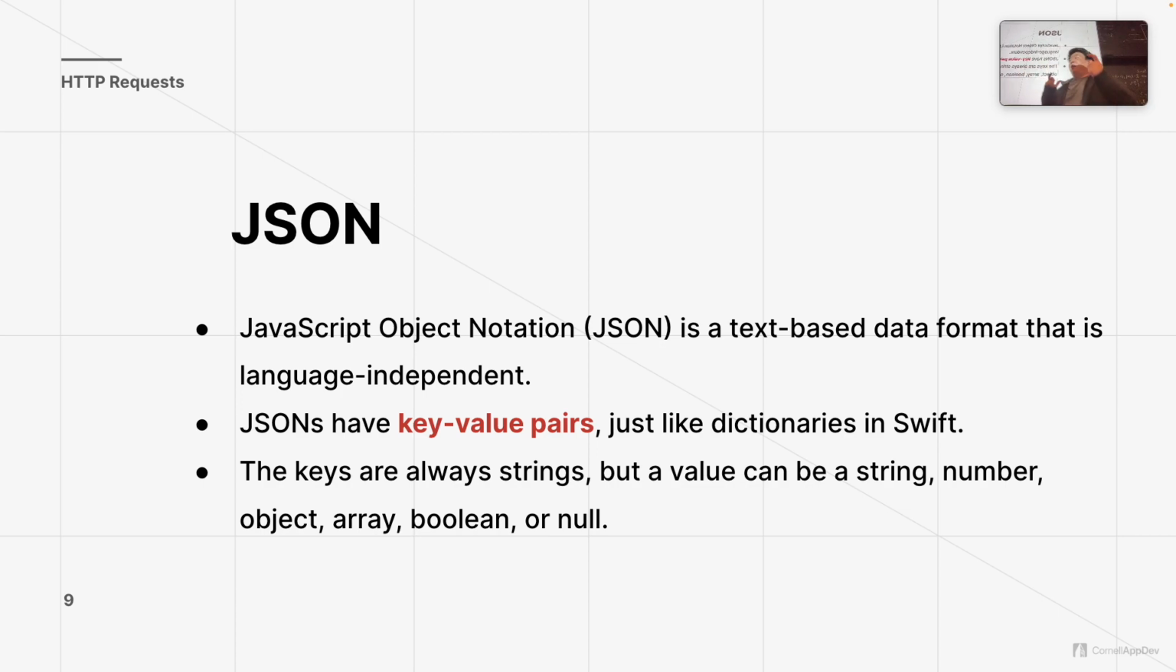So keep in mind how we have structs in Swift. This is the equivalent of that. We're trying to convert our structs into this JSON structure so that we can send it to the backend. Similar to structs, JSONs also have key value pairs. However, these keys always have to be strings.